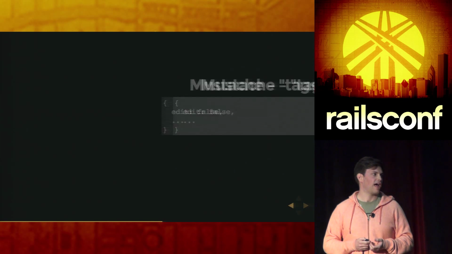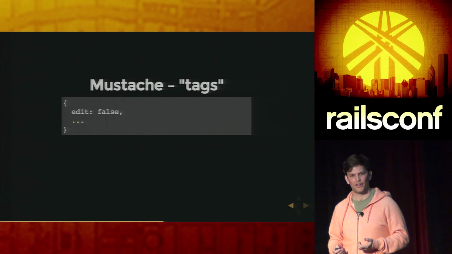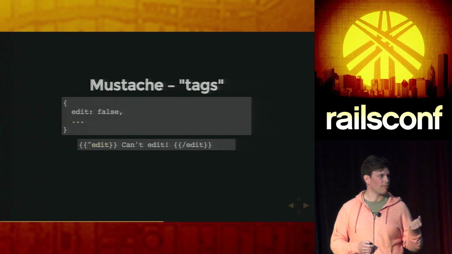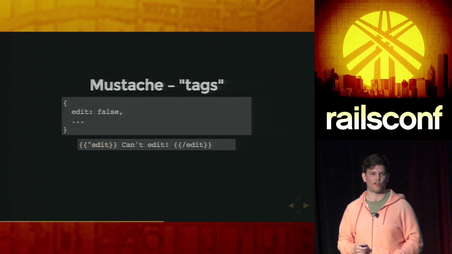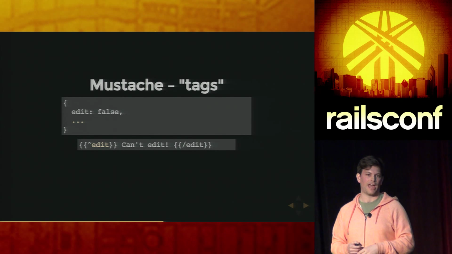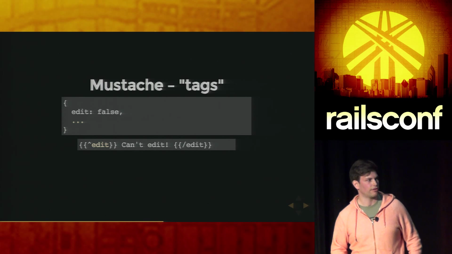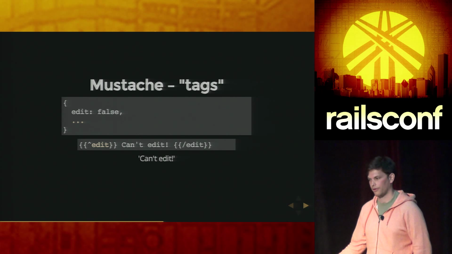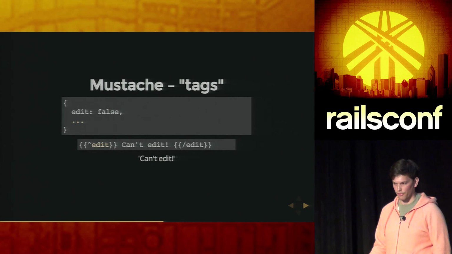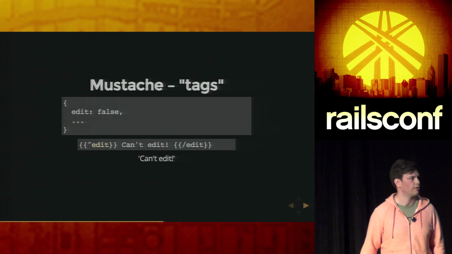So Mustache also has this other sort of tag, which is a caret. So there's double curly brace caret edit, which just means go into this block if edit is unset or false. So this is the last tag. In this case, if edit were false, we would just print can't edit. So this is Mustache. That's basically all you can do.